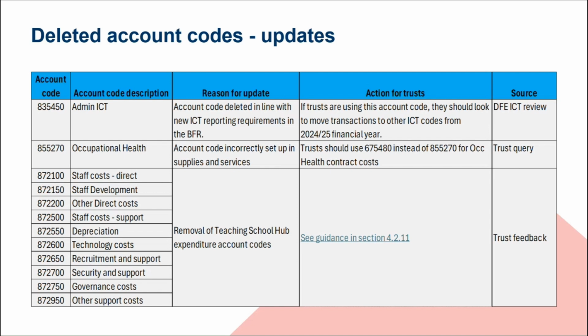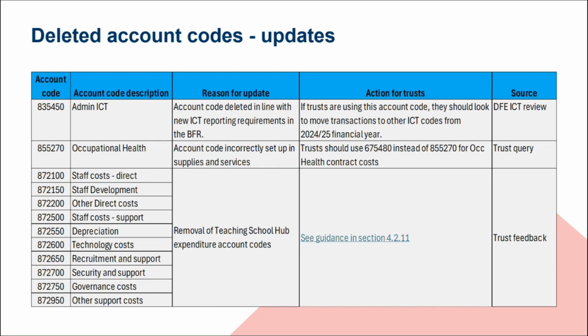So we have deleted that account code. We've also deleted the occupational health account code that sits in supplies and services, and set up the new one within indirect staffing costs. And then we have deleted the expenditure codes only, not the income codes, which are for specifically reporting teaching school hubs.